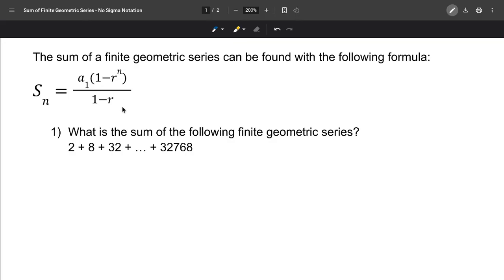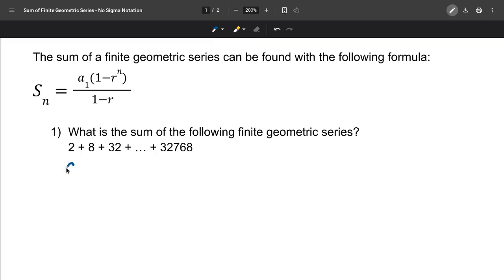Okay, so let's start with this first one. In this video we're not going to do any sigma notation, by the way. We're just going to be doing geometric series where we have stuff like 2 plus 8 plus 32 and so on. So for this first one, we're going to write the explicit definition for the series so we can find the number of terms n. That's how we're going to start.